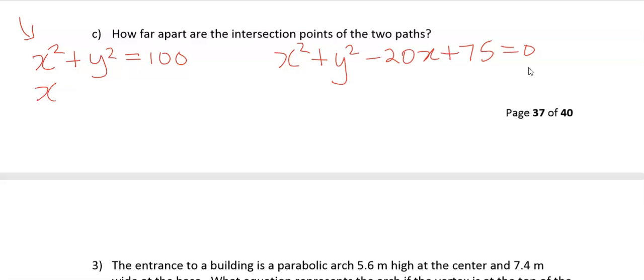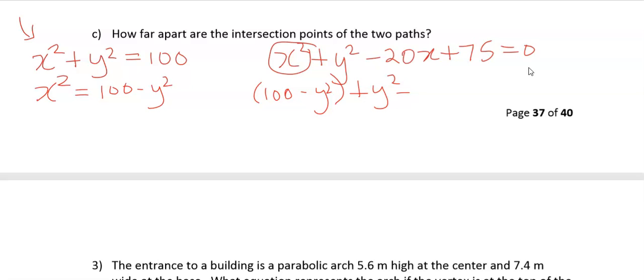I'm going to write this as x squared equals 100 minus y squared. All right, see what I did? Now, if I were to substitute in the second equation for x squared, look at what I'd get. I'd get 100 minus y squared in brackets, and then plus y squared. Now, you see what happens? The y squareds vanish, don't they?